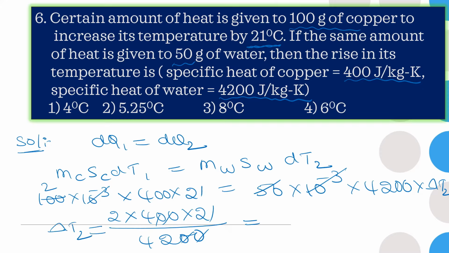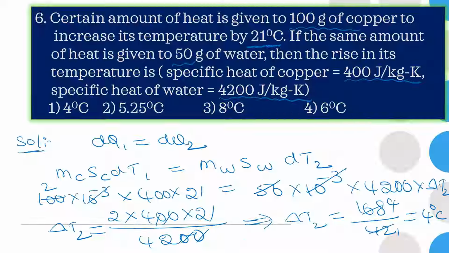So ΔT2 is equal to 2 fours are 8, 21 into 8 is 168, 168 by 42, that is equal to 4 degree centigrade. Therefore ΔT2 is equal to 4 degree centigrade. Okay, next we will go to the next question.